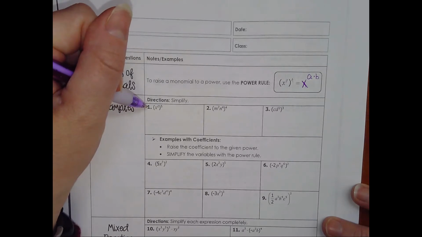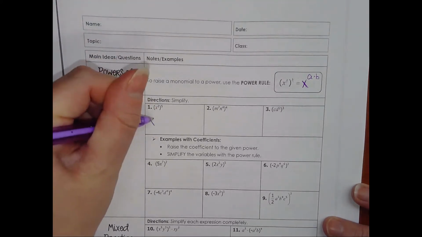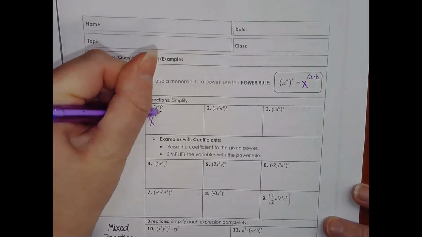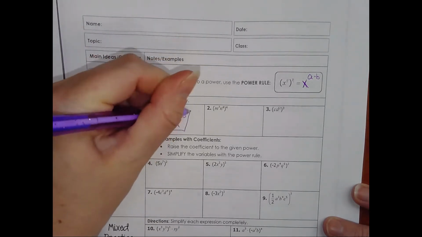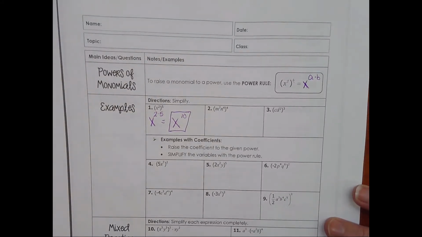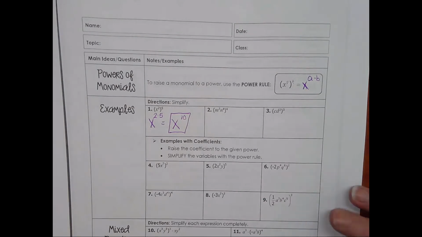For this one right here, it says x squared and then to the 5th. So you would do x to the 2 times 5, and 2 times 5 is 10. Yesterday we added exponents; now we're multiplying. If you have an exponent raised to an exponent, you multiply them.